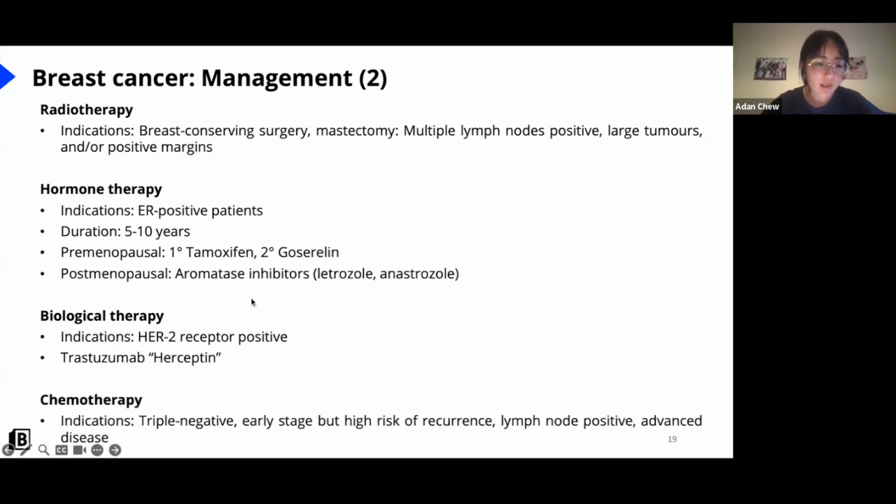And chemotherapy. I think this kind of chemo in breast cancer is usually reserved for triple negative patients, which are all ER negative, they're progesterone receptor negative and HER2 negative. Yeah, or really advanced disease.